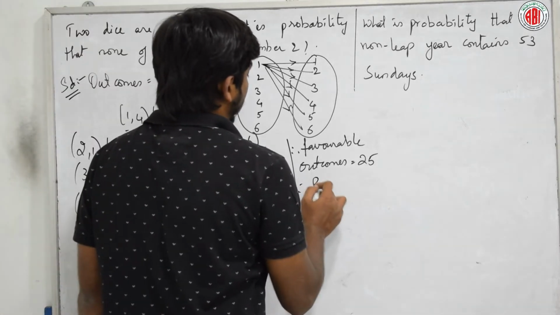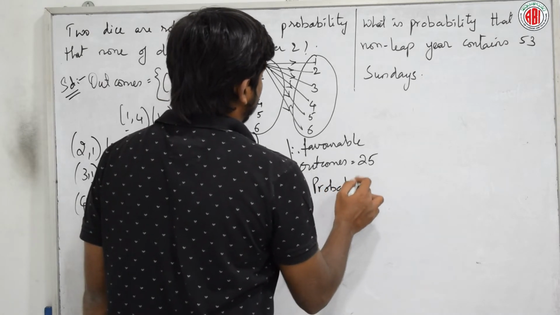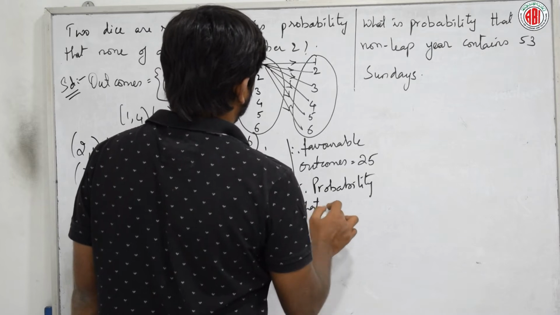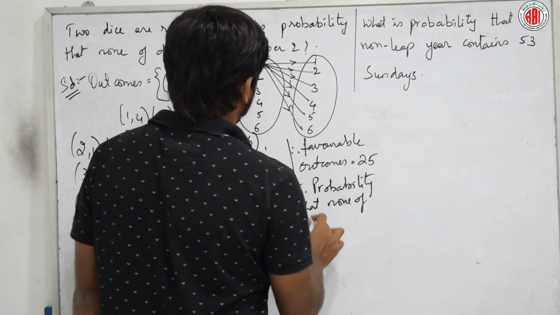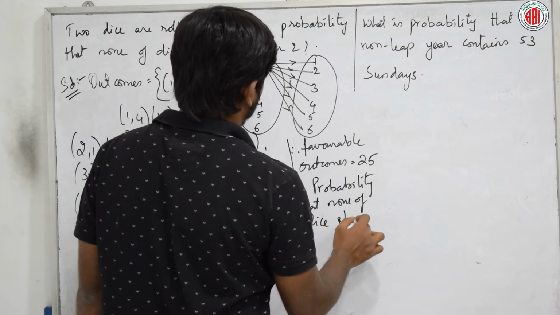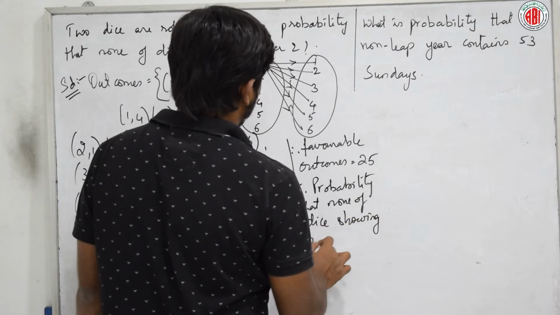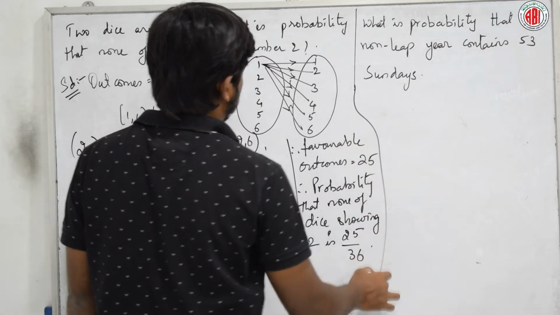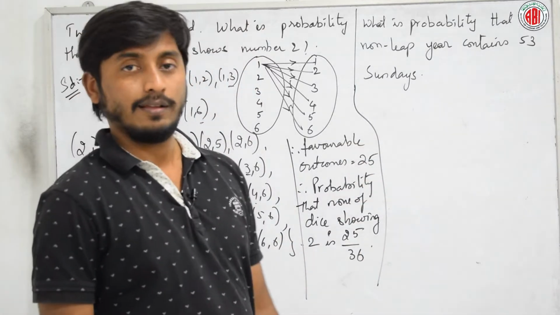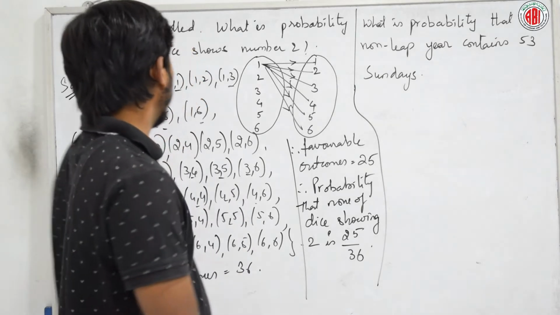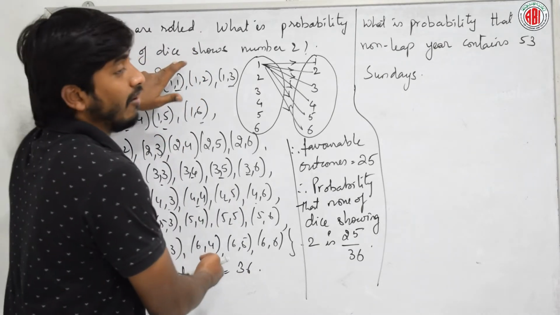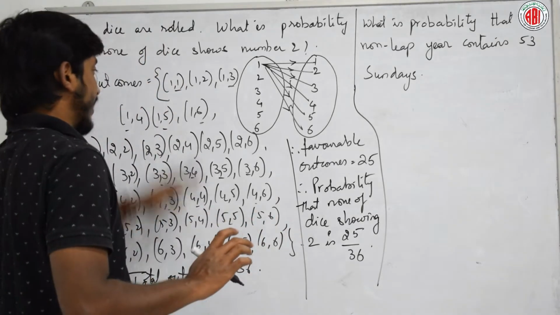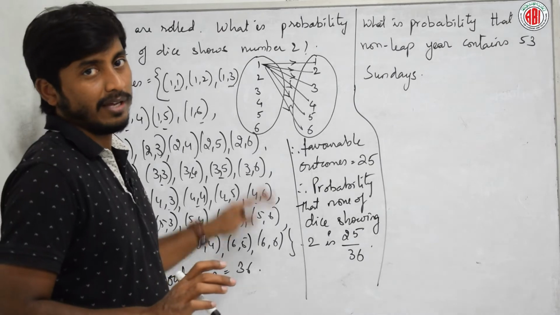So, the probability that none of the dice shows 2 is 25 by 36. Is it right? Did you understand? So this set, whatever we wrote now, I am not going to write from next time. Clear? As of now, since it is for the first time we are doing this problem, I have written.